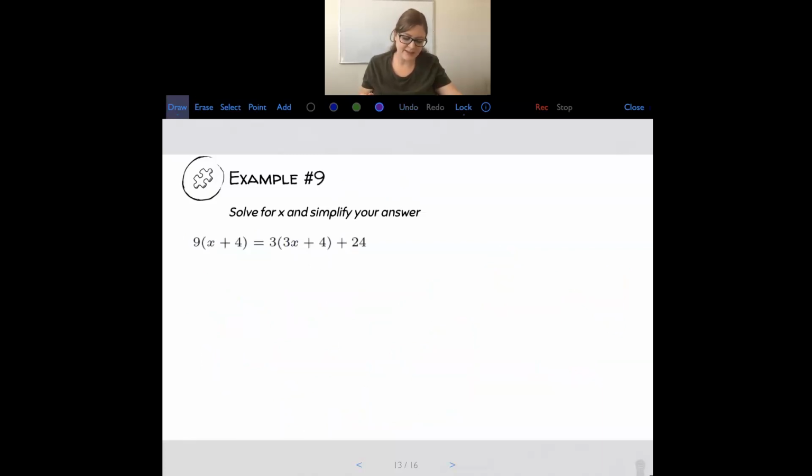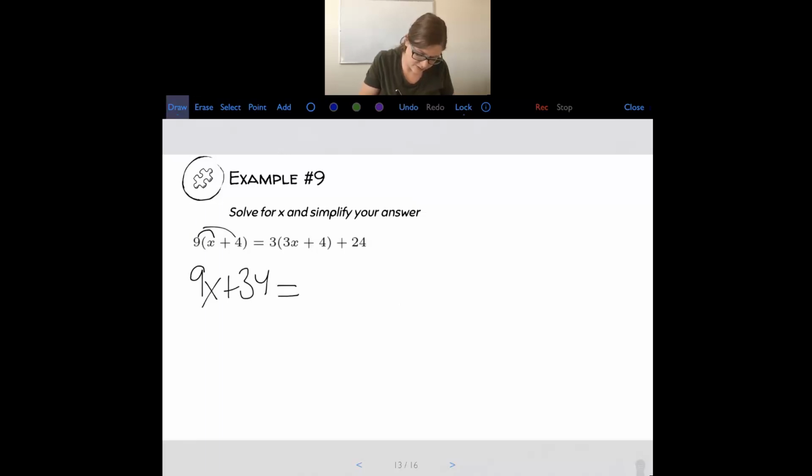Example 9, solve for x and simplify your answer. So this equation has parentheses. I recommend distributing first. Okay, so we're going to distribute the 9 to the x and the 4. So 9 times x is 9x. 9 times 4 is 36.